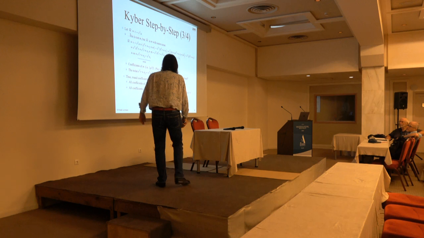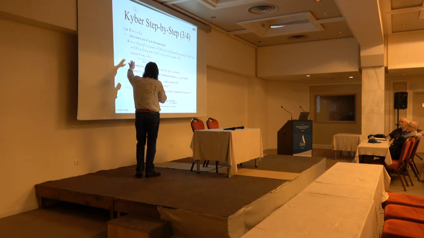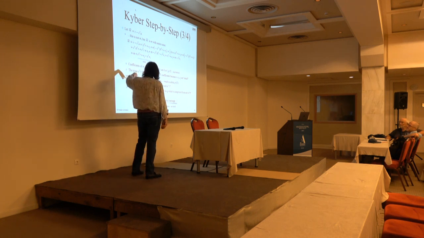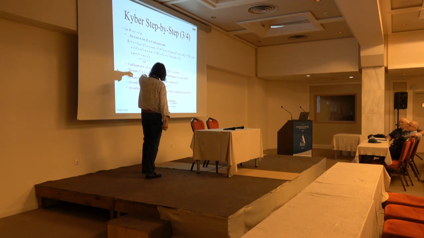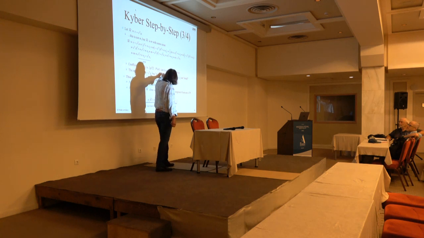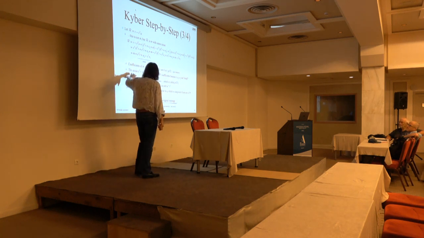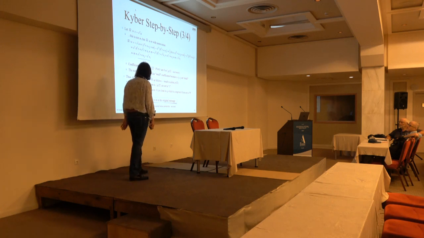M prime typically is not M, if you compute that here, but it has some noise. These are all vectors with small coefficients. This is only noise, a little bit of disturbance. Right? The coefficients are 0 or Q divided by 2. The noise has small coefficients.